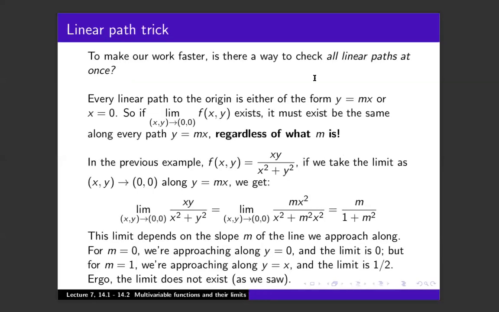Now, I don't want to have to check every single path individually. So is there a way that we can check all linear paths at once? Is there a way to just knock out all lines at the same time? Well, yeah, there is. If you're looking at paths to the origin, they're either going to be of the form y equals mx or x equals 0. So in other words, if that limit exists, it has to be the same along every path, regardless of what m is. So let's look at a previous example.